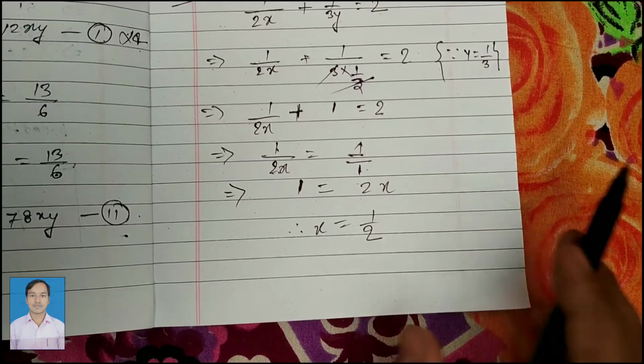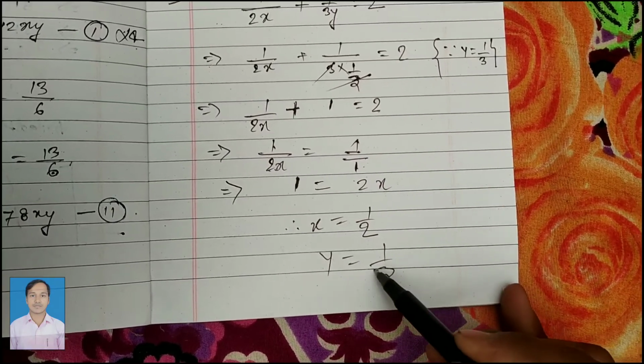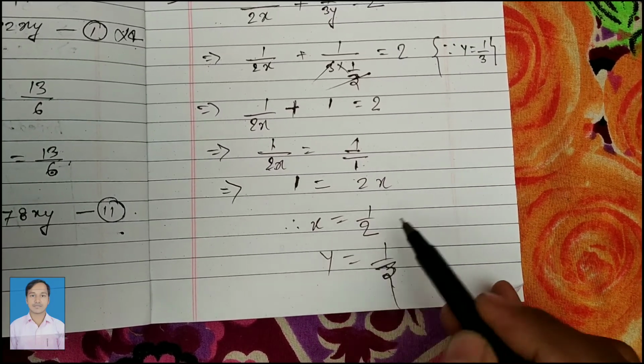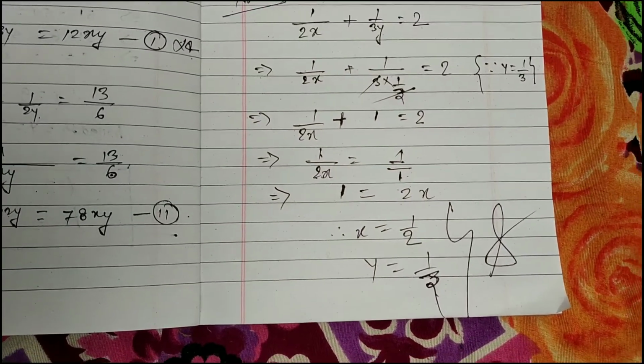So you have the value of y equal to 1 by 3 and the value of x equal to 1 by 2. This was the right solution to this question.